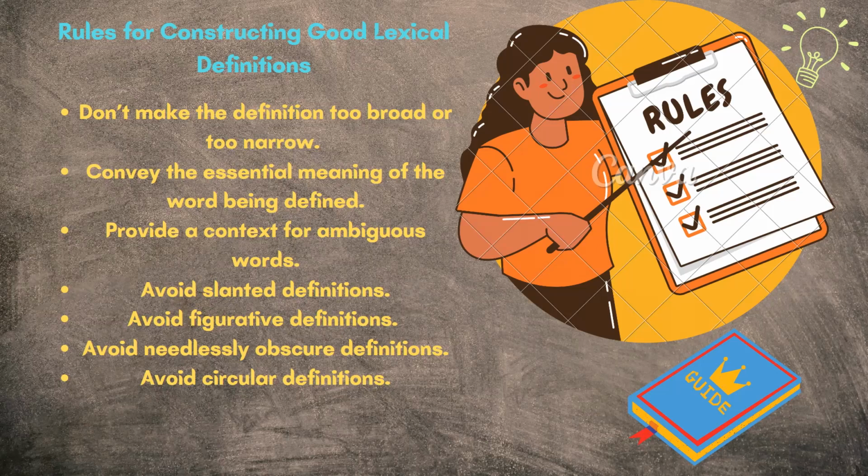And the other one, avoid circular definitions. For example, gambler means someone who gambles. Like that. Let's move.